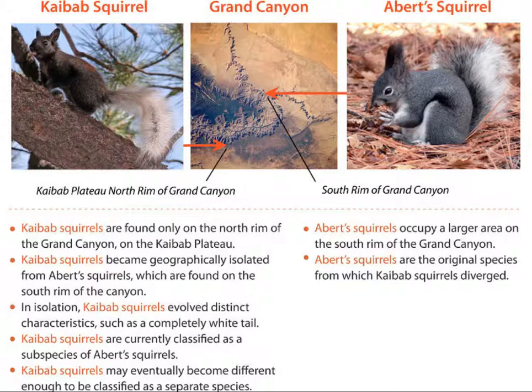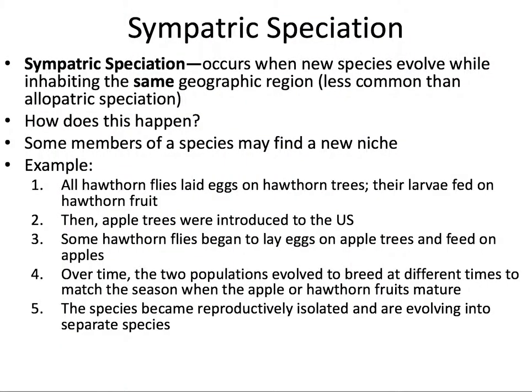The other type of speciation is called sympatric speciation. In sympatric speciation, new species evolve even though they're in the same geographic region. So they're not separated by a river or a canyon or a mountain. They're in the same place at the same time. This is less common than allopatric speciation, but it does happen. Some members of a species may find a new niche. For example, all hawthorn flies used to lay eggs on hawthorn trees, and their larvae fed on hawthorn fruit.